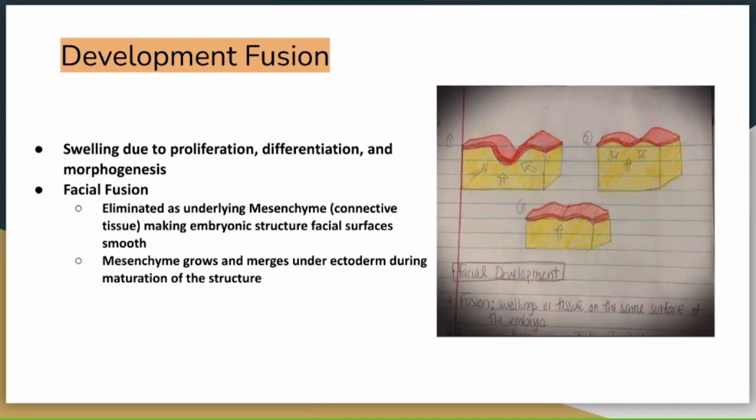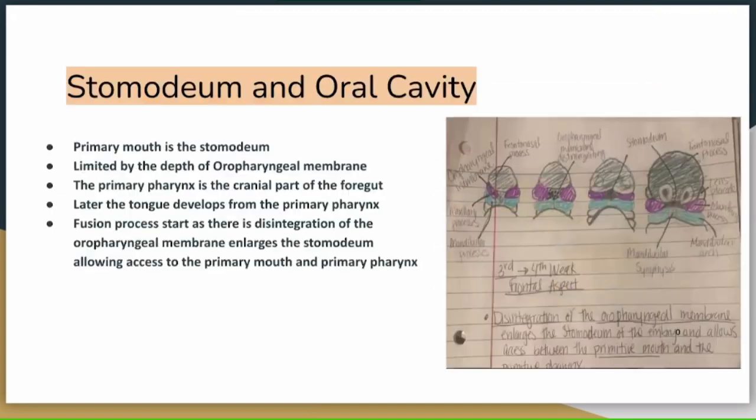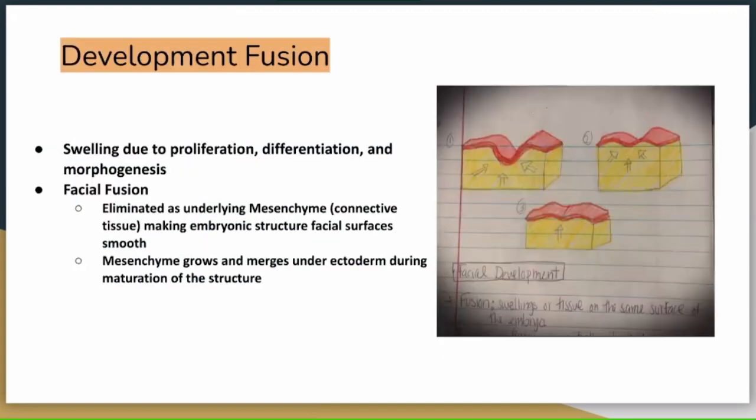We have the facial fusion, which is eliminated as an underlying mesenchyme, the connective tissue, making the embryonic structure's facial surfaces smooth. The mesenchyme grows and merges under the ectoderm during maturation of the structure. The swelling is due to proliferation, differentiation, and morphogenesis.